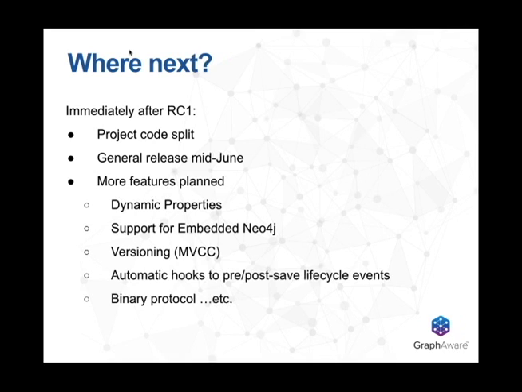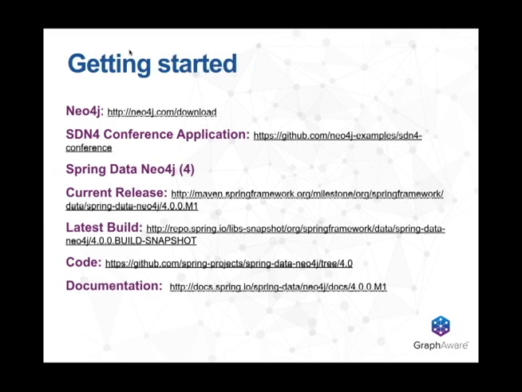Dynamic properties, for example, support for embedded Neo4j has been asked for. Versioning of objects as well. Neo4j version 3, which is out next year, is going to have multi-version concurrency control, so we'll be hooking back into that, hopefully. We've got the binary protocol coming up as well, which will make access to Neo4j even faster than it currently is. And we'll also be able to put in hooks to pre and post save lifecycle events and so on. So there's a lot of stuff still to do, but we're already a long way along the road.